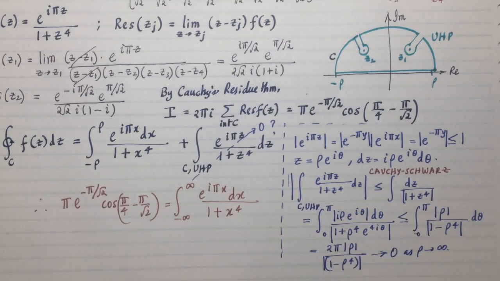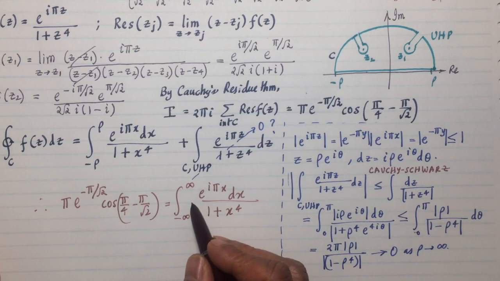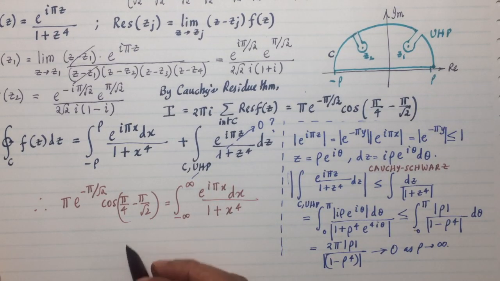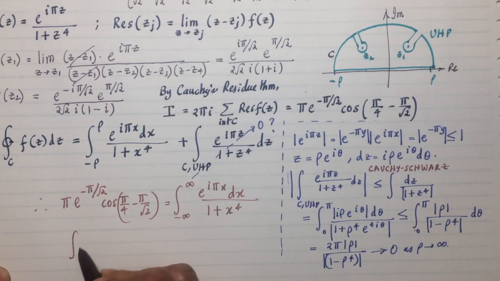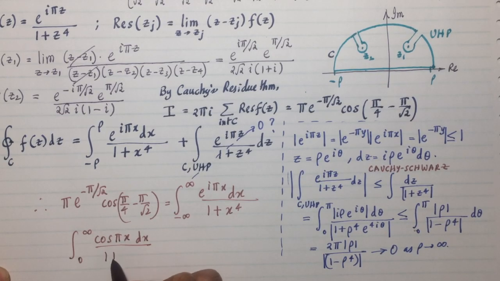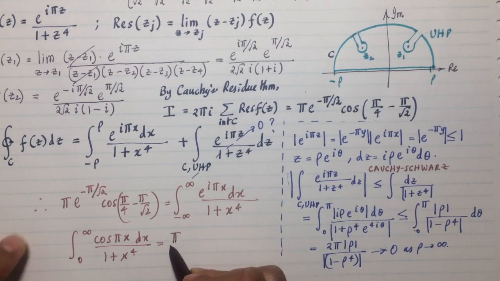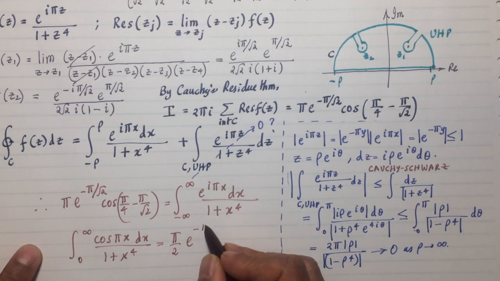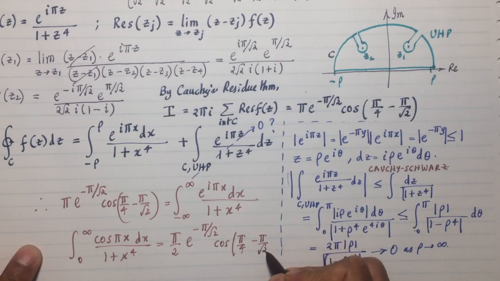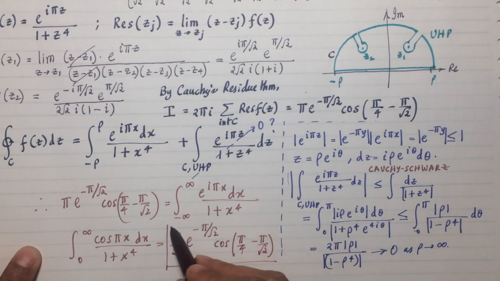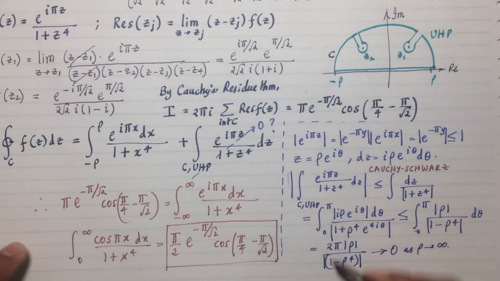And now we'll take the real part of both sides, and also note that the integrand is an even function when I do that. So the value of this integral, the original integral, which is the integral from 0 to infinity of cosine pi x dx over 1 plus x to the power 4, is just going to be half of this, pi over 2 e to the minus pi over root 2 cosine of pi over 4 minus pi over root 2. And that is an answer that you possibly could not have dreamt in your wildest nightmares. You have to get it through complex integration.